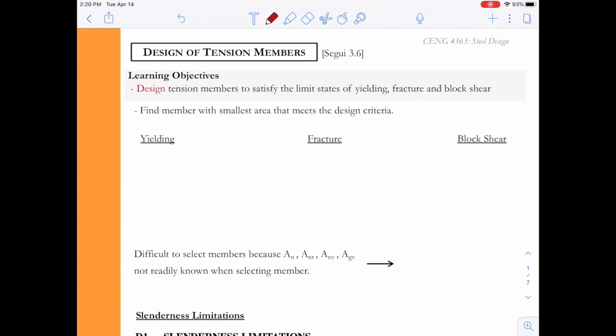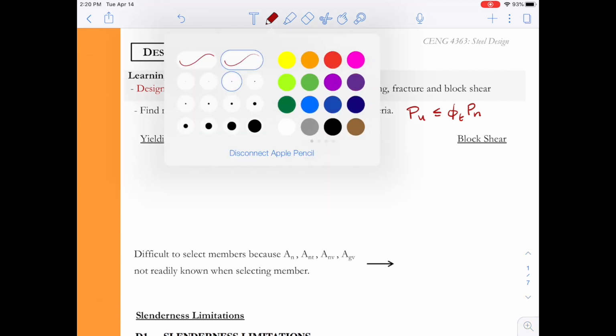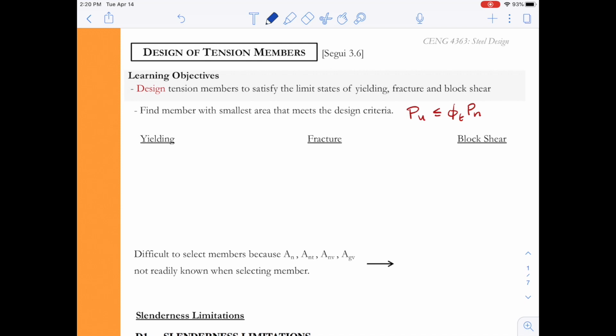All right, so like we said, we want to follow kind of a process so we have the general idea of how to tackle design. And so by the end of this video, I want you to be able to design tension members to satisfy the limit states of yielding, fracture, and block shear. Now, how are we going to do that? Well, we basically want to find the member that meets the design criteria that has the smallest area. Smallest area means smallest weight. So basically, we want to satisfy the design criteria that P sub U has to be less than or equal to phi Pn. Now, for yielding, that means P sub U is less than or equal to phi Fy Ag.